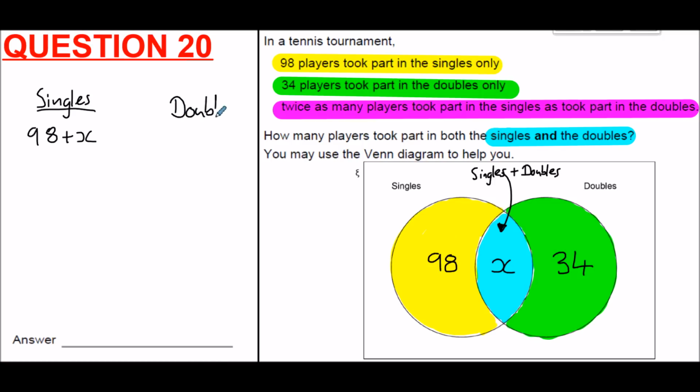And people taking part in the doubles is people on the right hand side circle, including the bit where the right hand side circle overlaps with the other circle. So the doubles playing people are the people that just play doubles only, plus those people that dabble in both doubles and singles. So that's going to be X plus 34.